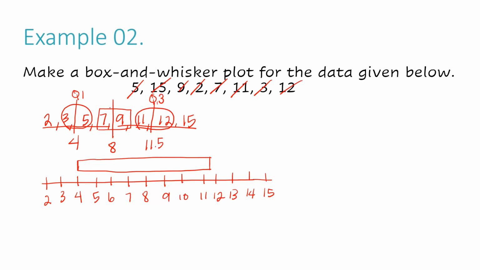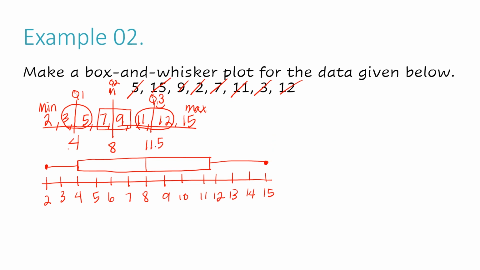Now I'm going to draw a line for my median, and the median is going to be whatever my median was when I calculated this. So median, or my Q2, is here. Now I'm going to draw my whiskers. Well, I have a minimum of 2 and I have a maximum of 15. So my whisker comes out to here and my whisker comes out to here.